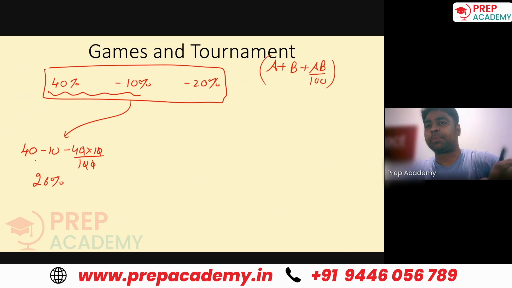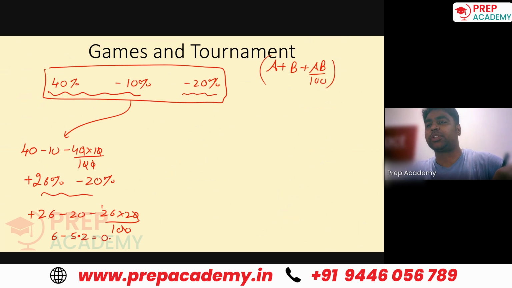Now, this is plus 26. Now I have to use the third percentage also. It would be 26 minus 20. Now plus into minus would be minus 26 into 20 upon 100. That would be 26 minus 20 would be 6, minus 6 twos are 12, 2 twos are 4 plus 1, 5, 52 upon 10 would be 5.2. 6 minus 5.2 would be 0.8. And that would be your answer. Understood?